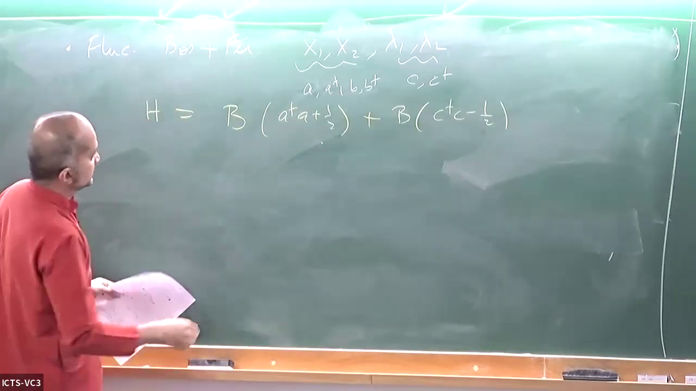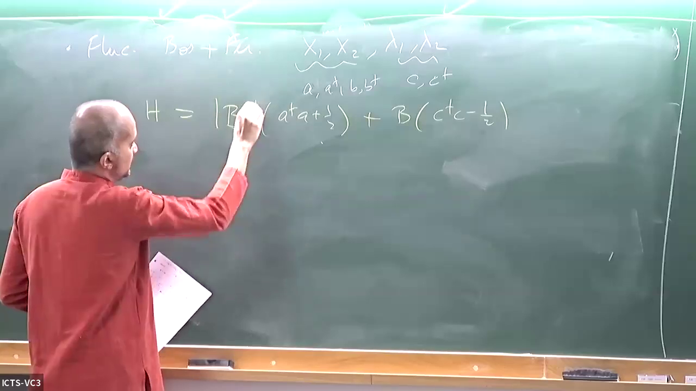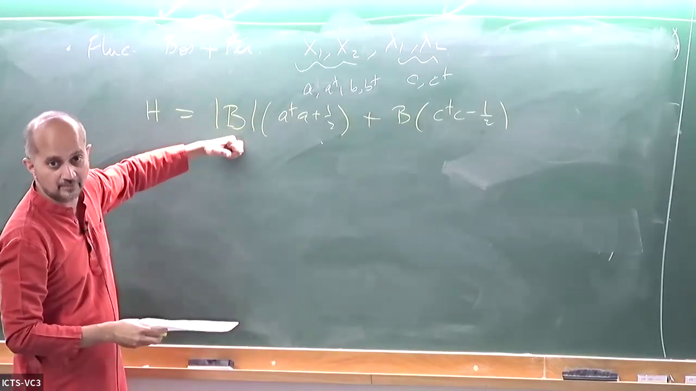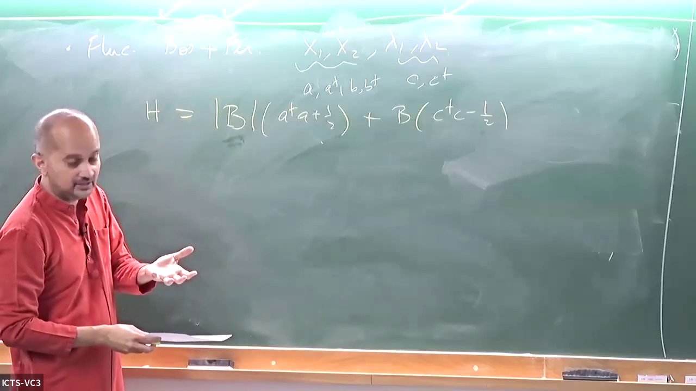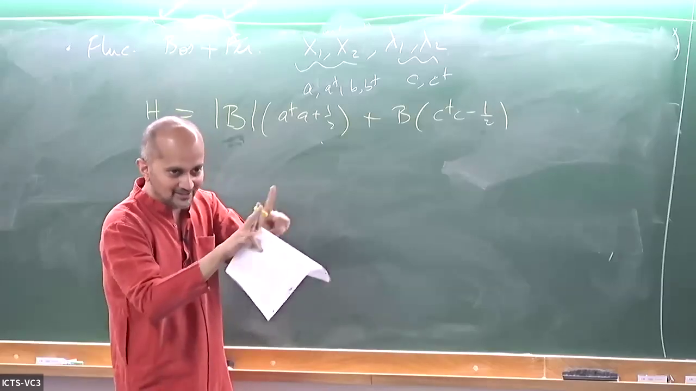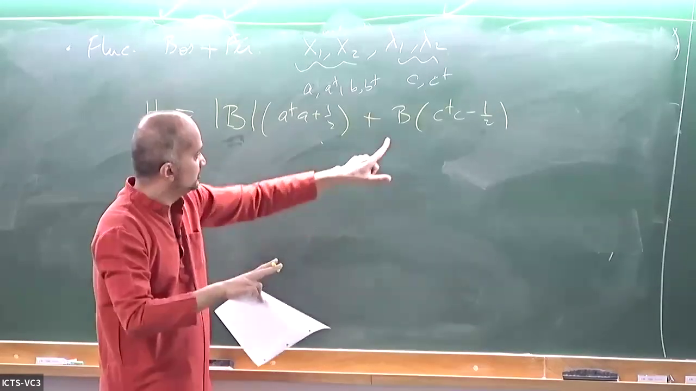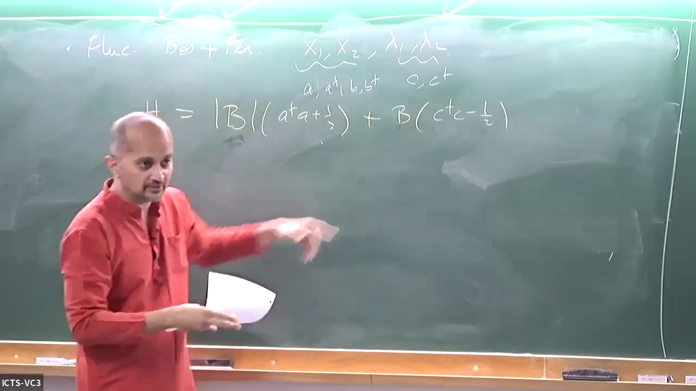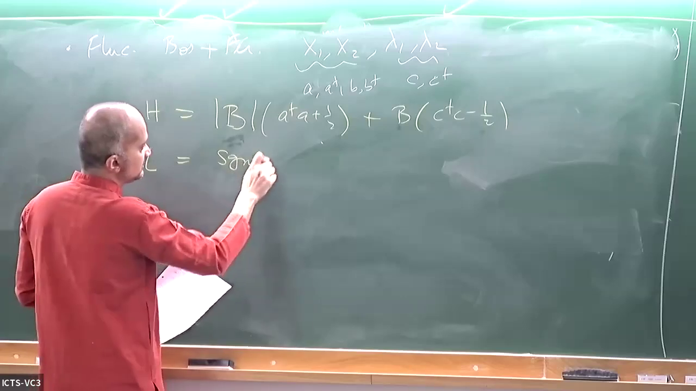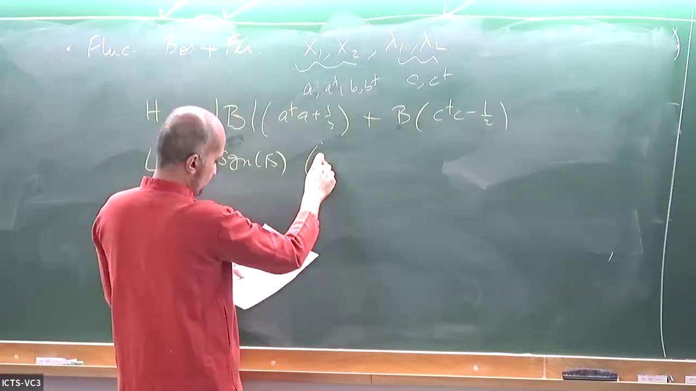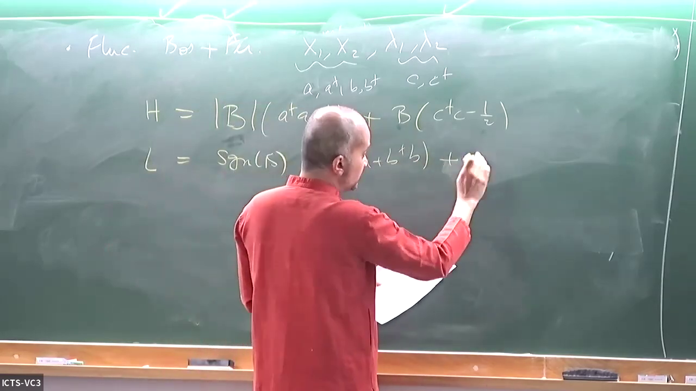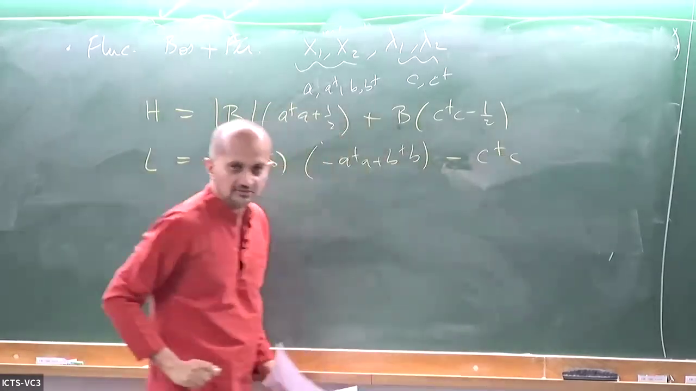But now I want to stress one thing, that let me allow for both signs of B. This bosonic energy level does not depend on the sign. It depends on the magnitude of B. But the fermionic, the spin couples to the projection of B. It wants to align with B. So this is not absolute value. The sign of B is important. Similarly, L is the sign of B because it flips. And now it's minus A dagger A plus B dagger B. And now without the sign of B, C dagger C.